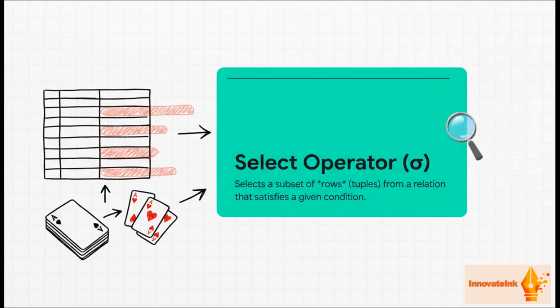So the first ingredient in our data recipe is the select operator. You'll see it represented by the Greek letter sigma. This is our main tool for filtering. It goes through a table and picks out entire rows that match whatever condition you give it. Think of it like looking through a huge pile of Legos and pulling out only the red ones.